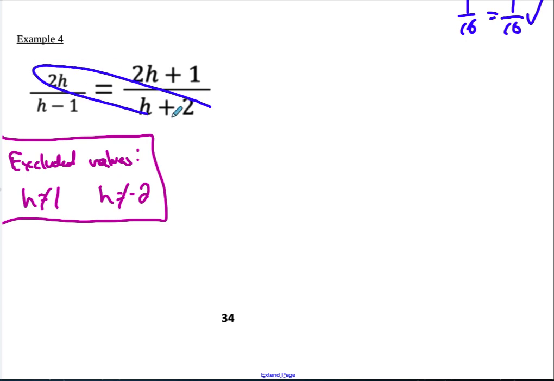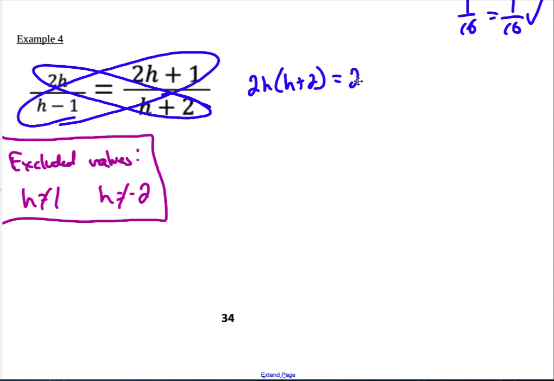Now I'm going to multiply my diagonals, my cross products. So 2h times h plus 2. And then here I've got 2h plus 1 times h minus 1. Notice when I'm multiplying, I'm taking that whole term in parentheses, not just times the h or times the 1, but the whole quantity.